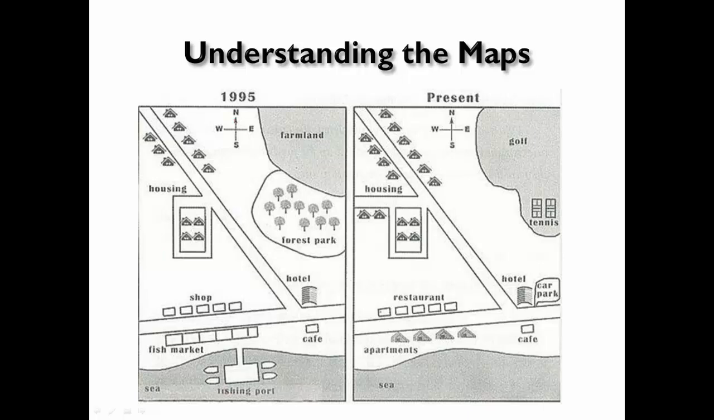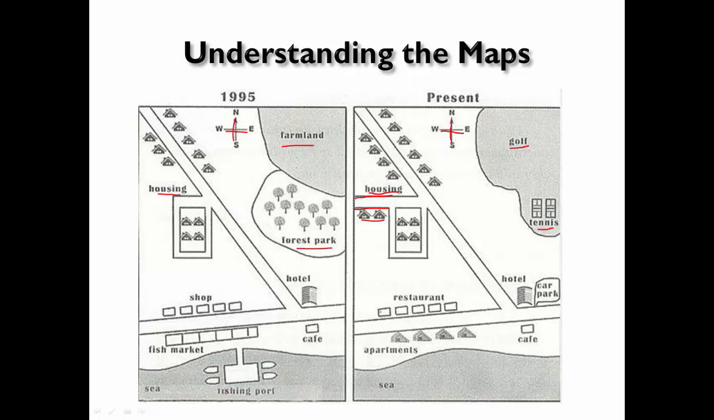So the first thing you'll notice is this north, south, east, west. That's very useful for us because it helps us describe where things are. And then we just need to look at the differences. What are the main differences? So we can see that farmland at Forest Park has changed to a golf course and a tennis course. We can look at this housing here, and in the north here it hasn't changed, but in the south here it has changed a little bit. There are 2 new houses and the road has been extended a little bit.